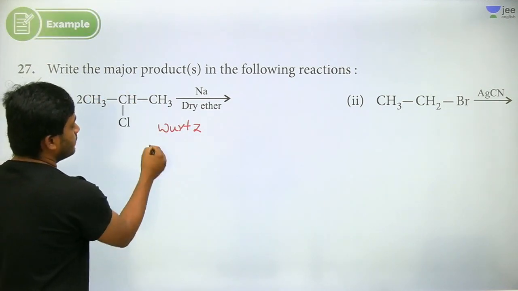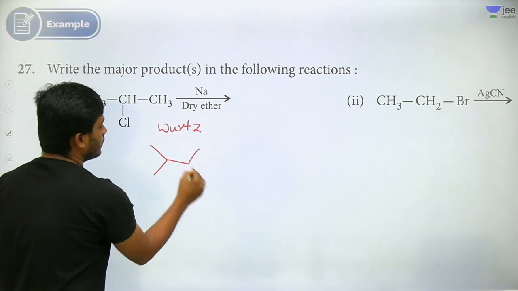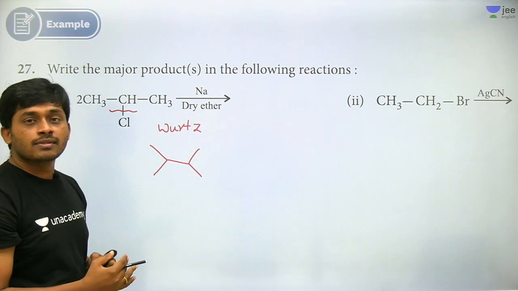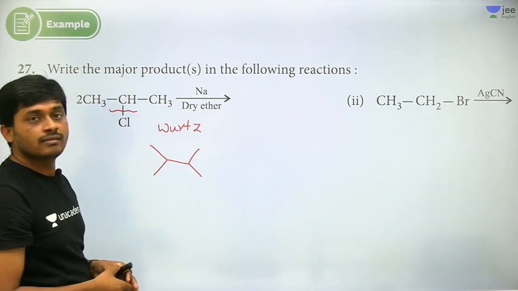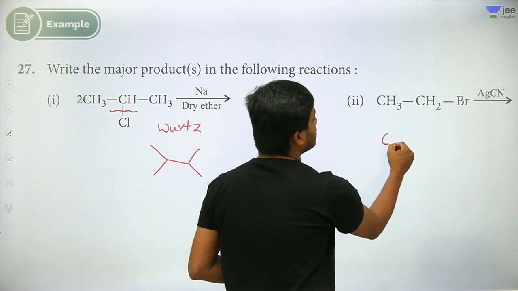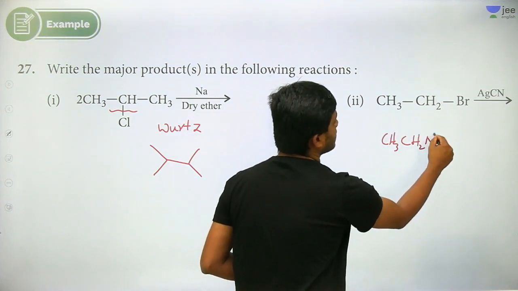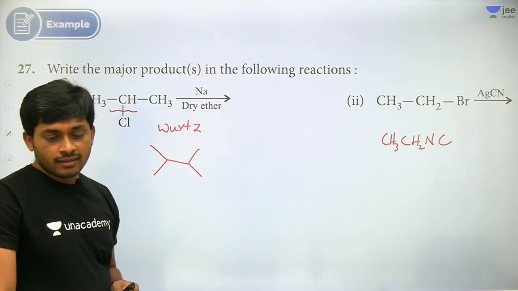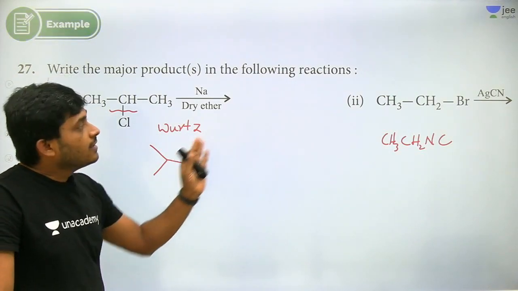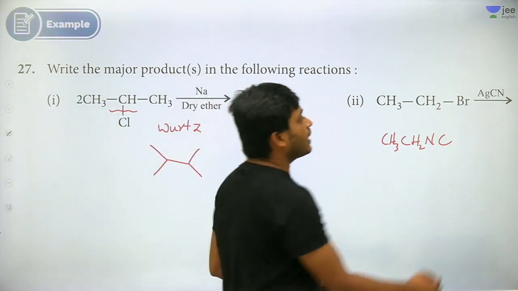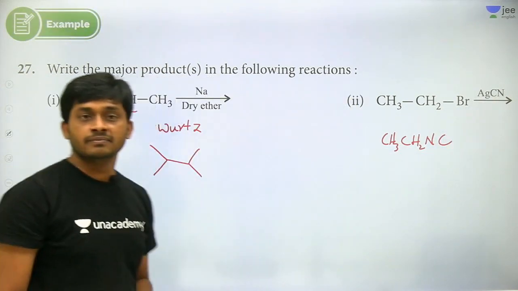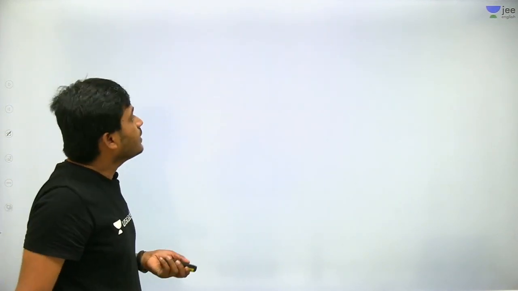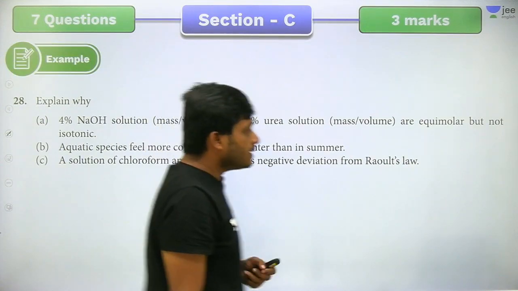It is 2 moles. Just remove the chlorine and attach these 2 fragments. So what do we get here? Directly CH3CH2NC, isocyanide we get. Yes, isocyanide we get, because AgCN is a covalent compound, we get isocyanide. Directly by writing these products, you will get 2 marks. Okay, right? Next question. See this question now.